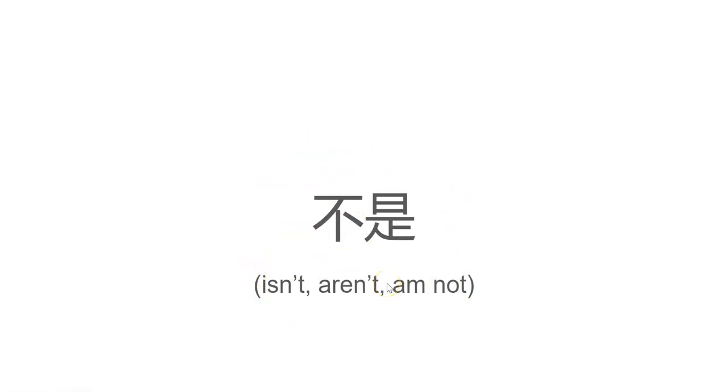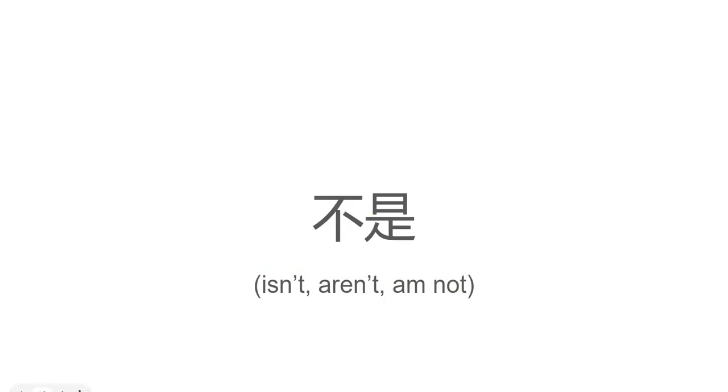And now, 不是, that means isn't. So I would say 我不是 Claudia. That means I'm not Claudia. 他不是 Jack. He isn't Jack. 不是, you just add the word 不. If you see 不, that means it's negative. So if you see this word in a sentence, you can expect to see a negative sentence. Like, okay, 不是, that means isn't, aren't, or I'm not.